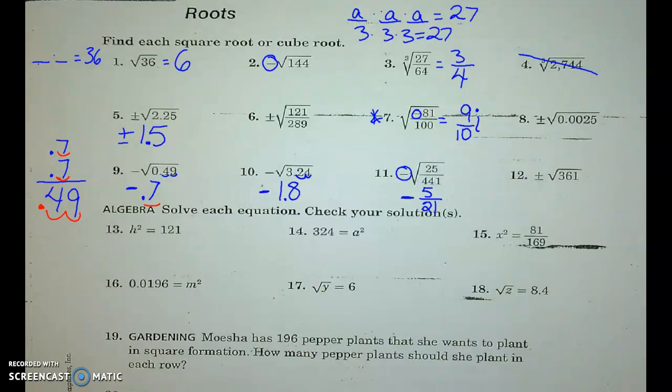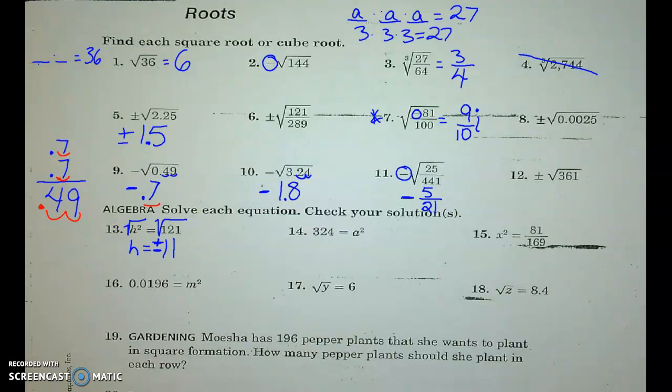We always do our inverse operation to be able to solve to get the variable by itself. In this case, the inverse of squaring is square root. So I need to take the square root of both sides, and that's going to leave me with h equals square root of 121, which is 11. Now remember that our answer can be positive, it can also be negative. So our answer is h equals plus or minus 11.